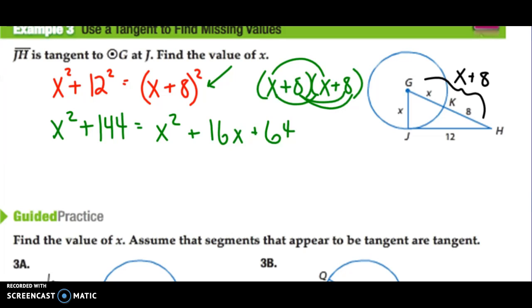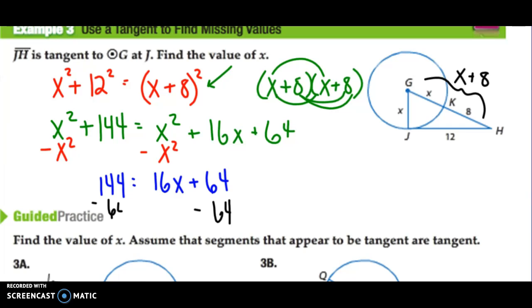Okay? So, I set this all up. So what I'm going to do then is I'm going to subtract x squared from both sides. Notice those go away. Alright? I also see that I get 144 is equal to 16x plus 64. I can subtract 64 from both sides. And I end up getting 80 is equal to 16x, divided by 16, and you find that x equals 5.